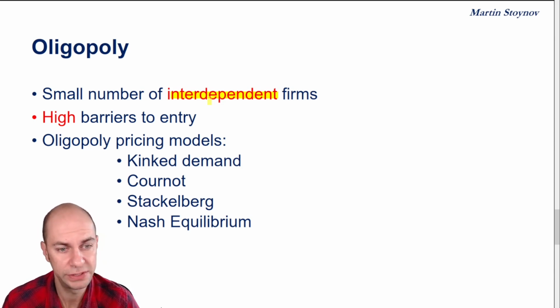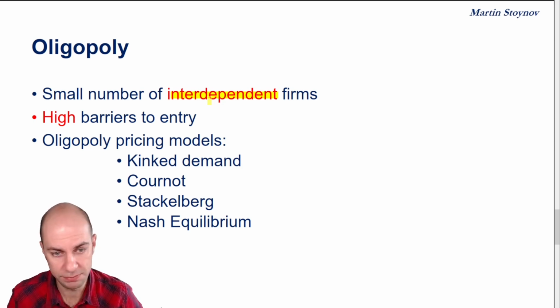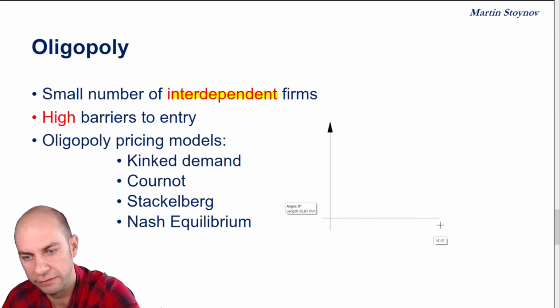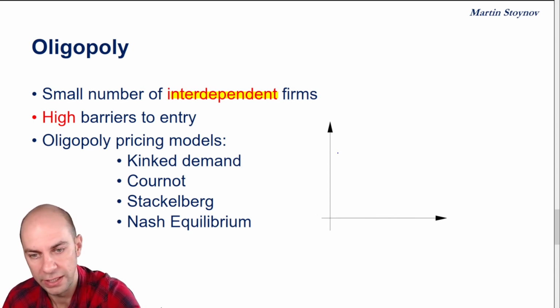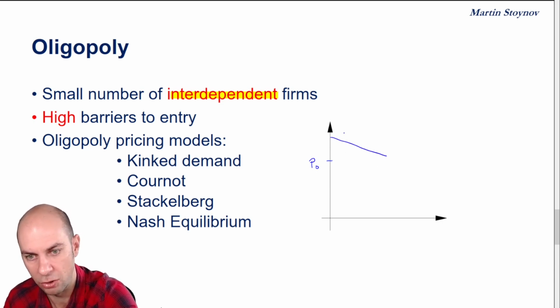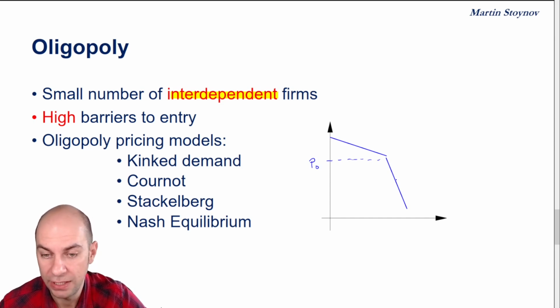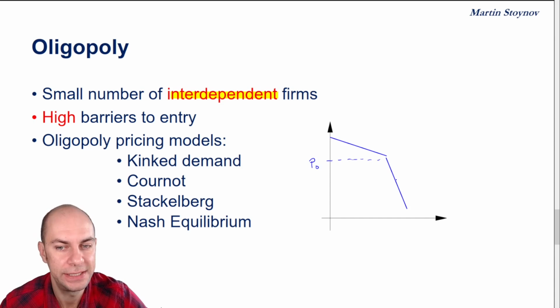And here we've got some pricing models. The first model is the kinked demand curve. So with the kinked demand curve, what you will find is that the demand curve has a different slope above and below the current price. What you will find is that the demand curve is very elastic above the current price and very inelastic below the current price. So here we're talking about price elasticity of demand.